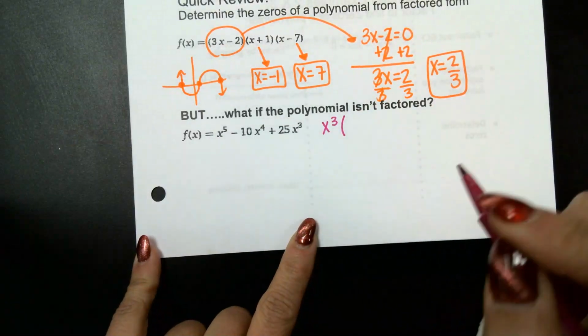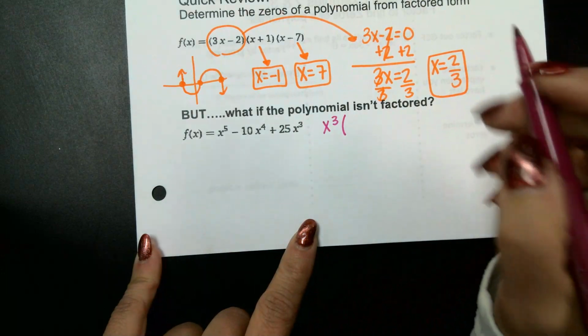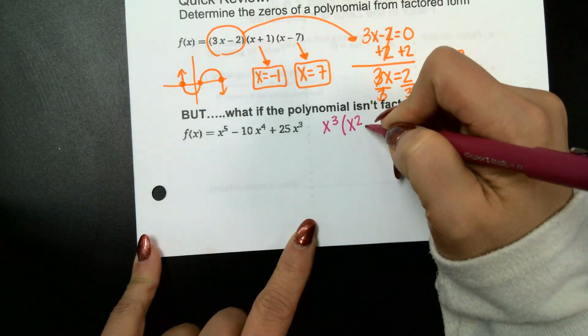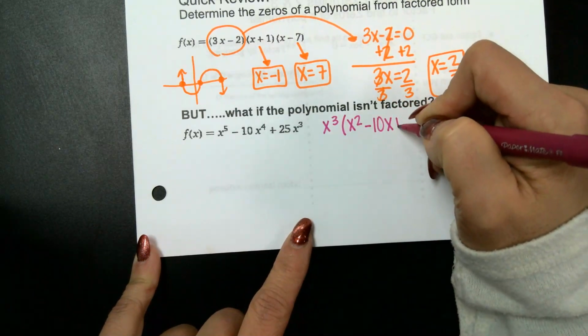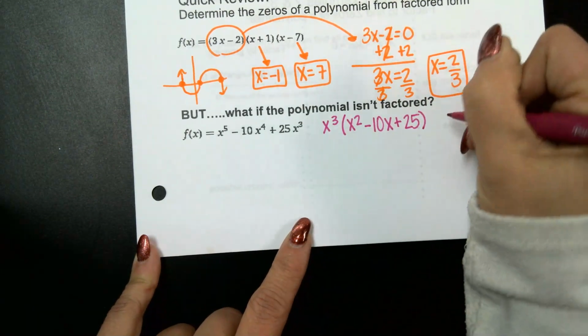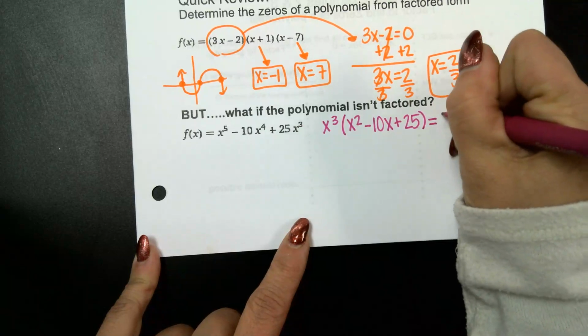We're going to pull that out. And in parentheses, you tell me what would be left over out of all that. X squared minus 10x plus 25. And anytime we're trying to find our roots or our zeros, you just set the whole thing equal to 0.